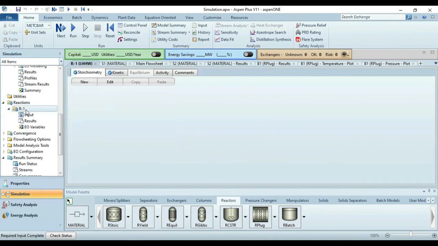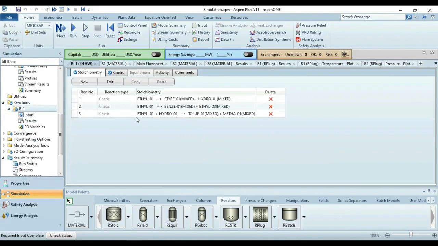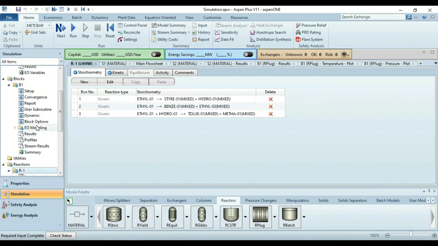The only difference here in this case study is that we are going to define 3 reactions instead of 1 in the same pack of reactions. So we click new for defining each one of them, and also we are going to use a different model of reaction for the first reaction, as we are going to see next.